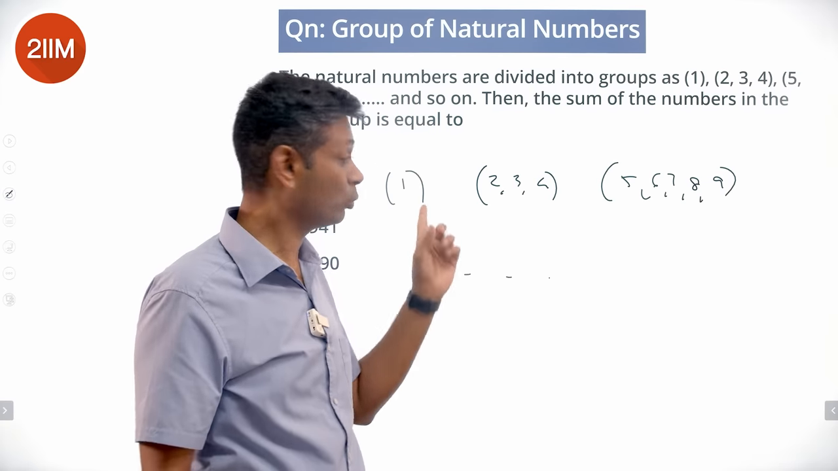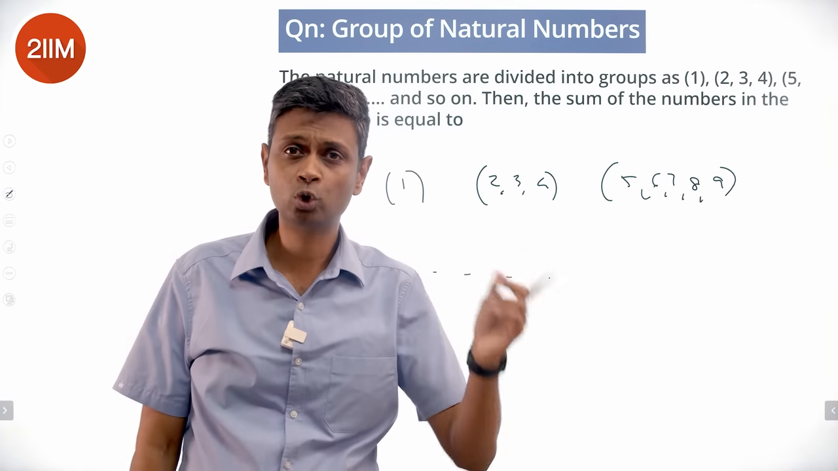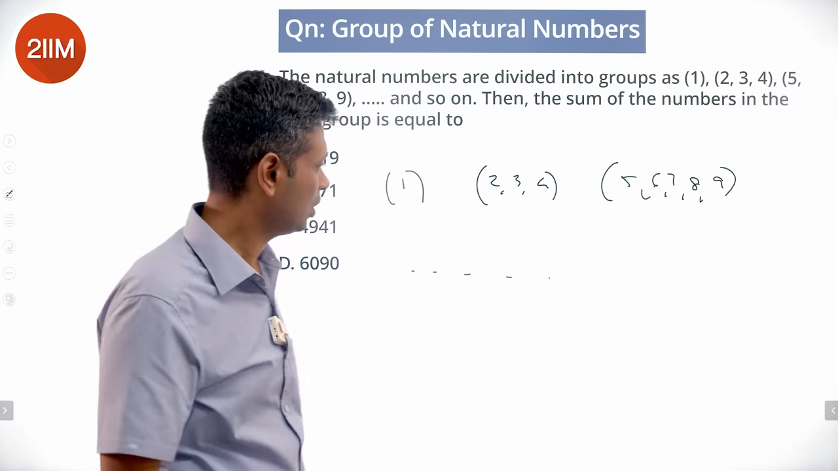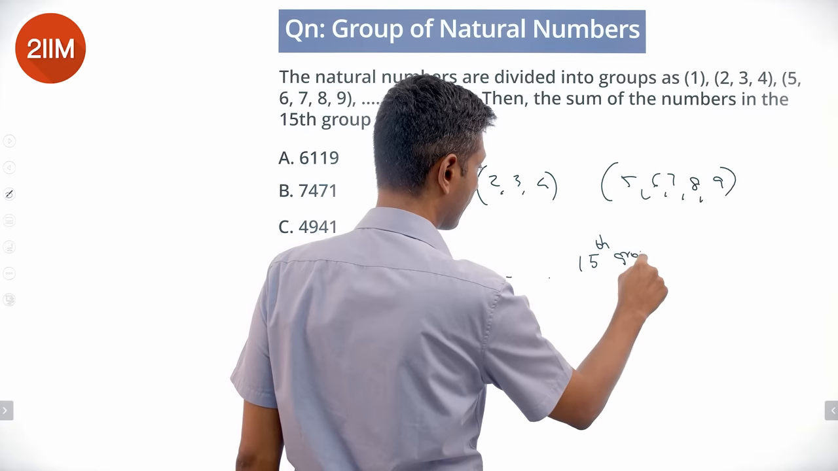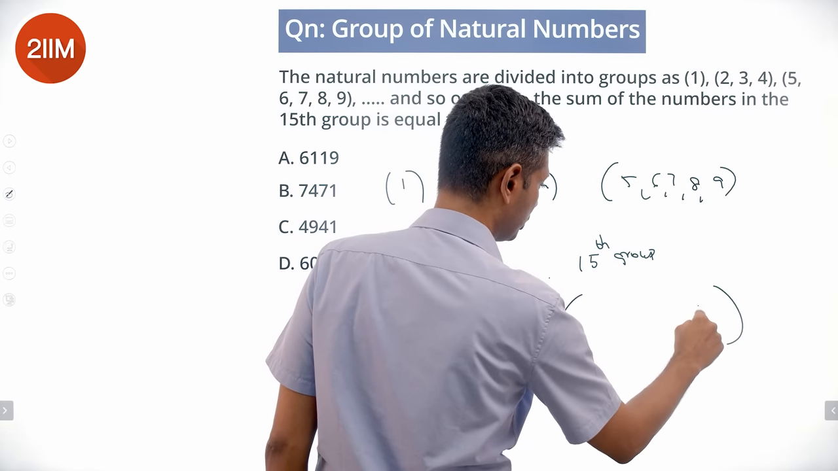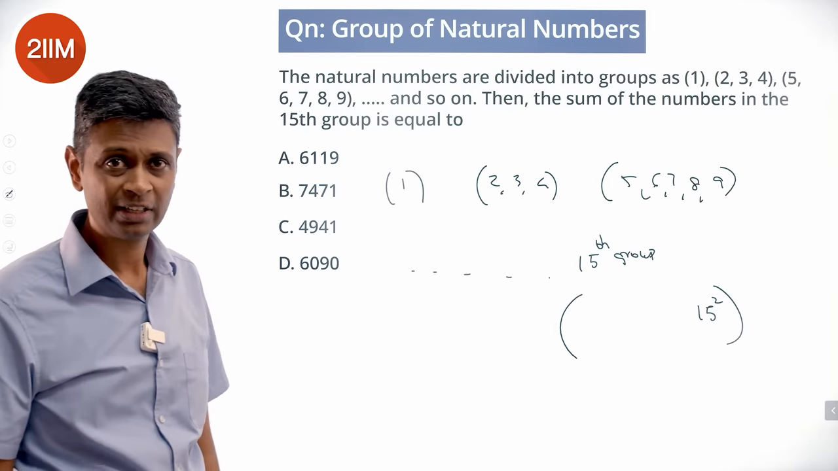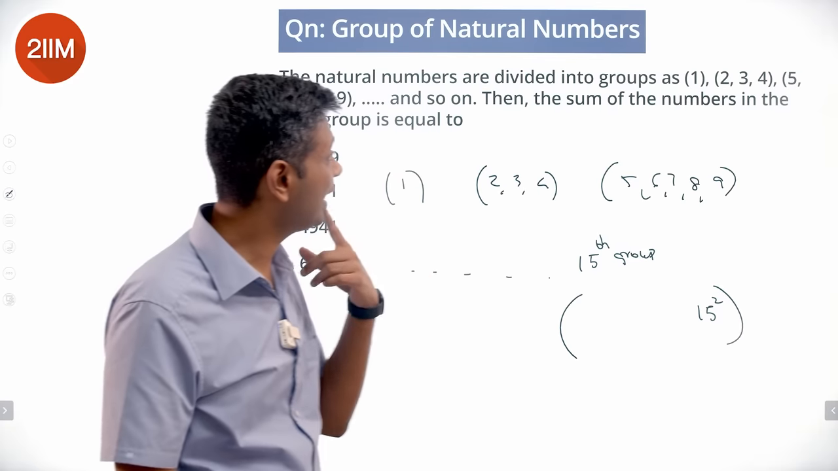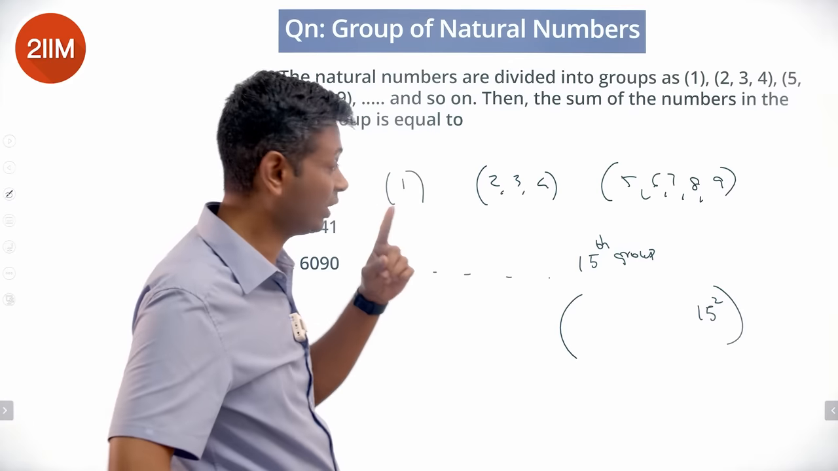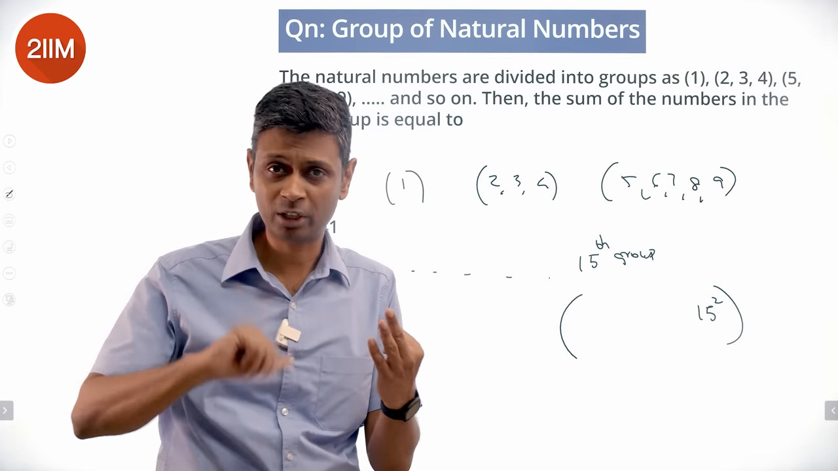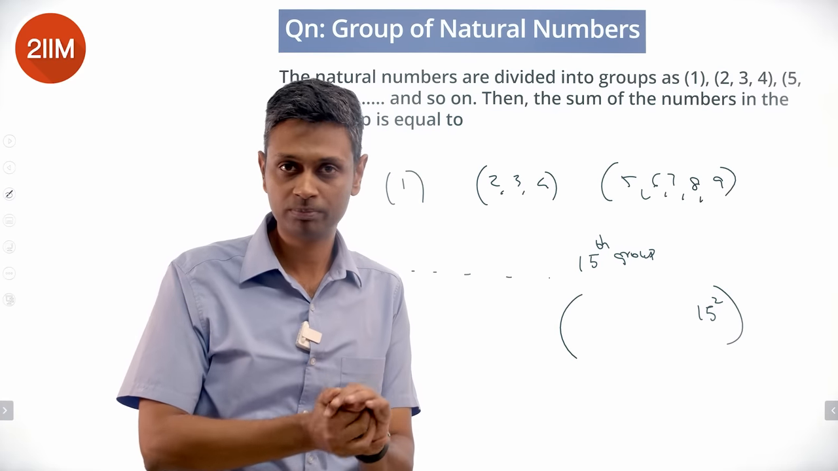The first group ends with 1, the second group ends with 2 square, the third group ends with 3 square, the fourth group ends with 4 square, and so on. So the 15th group should end with 15 square. And we want to find the sum of all elements. How many elements will the 15th group have? The first group has 1 element, the second has 3, the third has 5: 2n minus 1. The 15th group would have 29 elements, 15 into 2 minus 1.